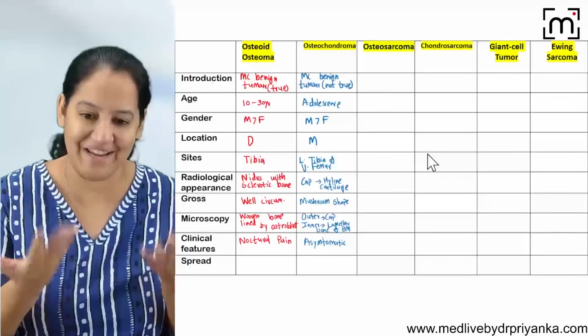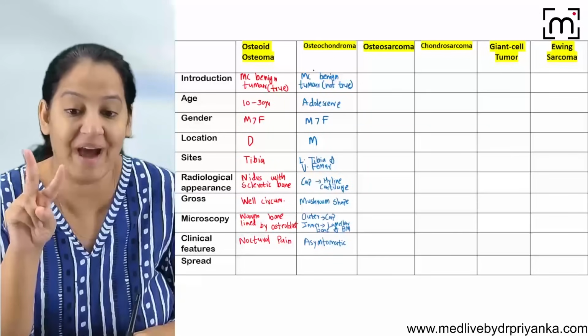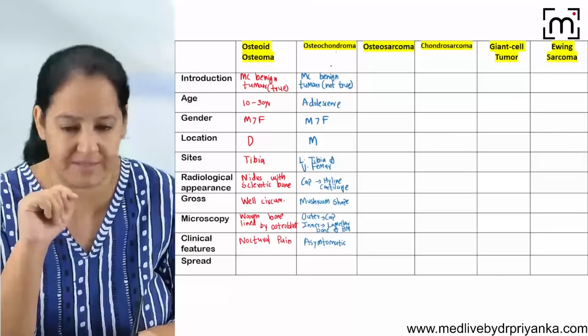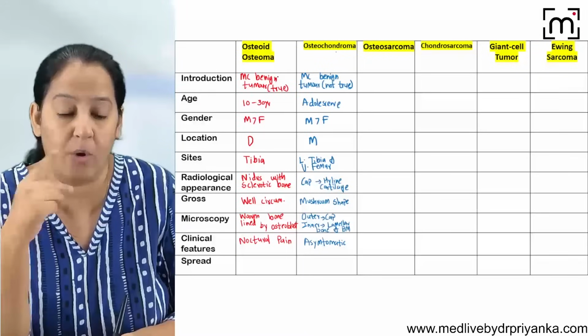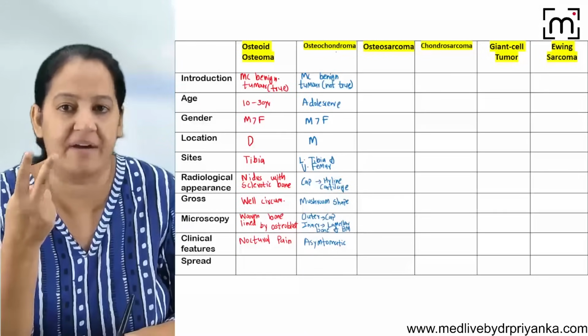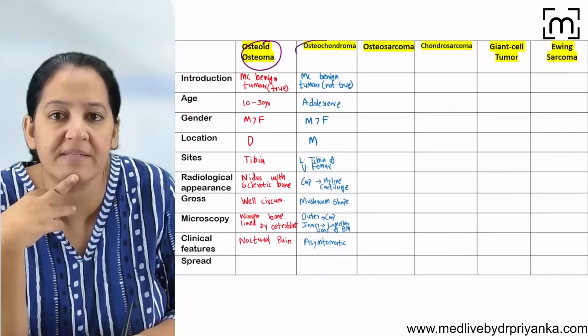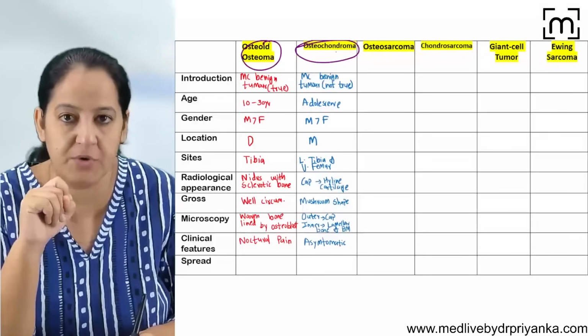So let's revise it very quickly. Can we revise it together? We have completed 2 benign tumors till now. One bony in origin, one cartilaginous in origin. That is, one is osteogenic in nature, and one is cartilaginous in nature. So you can see here osteoid osteoma versus osteochondroma. Currently we have completed osteochondroma.